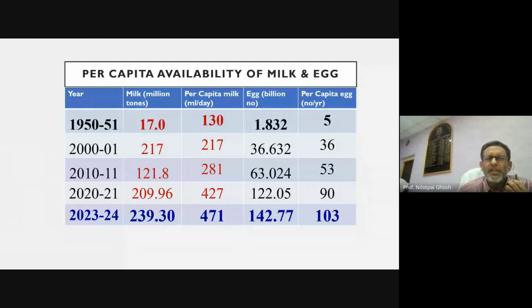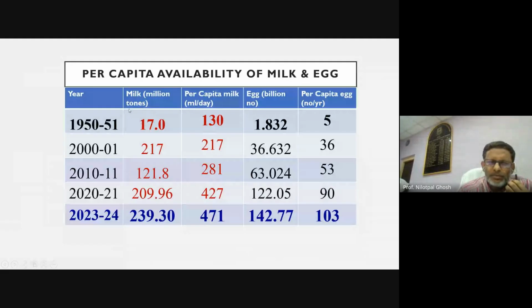You see the second column. It is written 17. In the year 1950-51, the per capita availability of milk in India was, the third column, 130 ml per day. 130 ml per day means per day, per head, the milk availability was 130 ml only. But now at present, this figure is enhanced to 471.